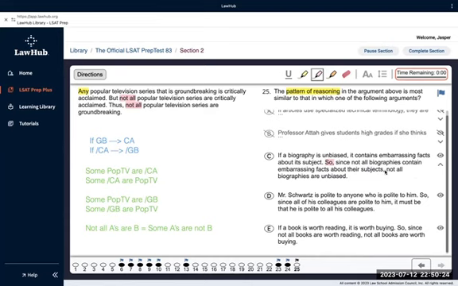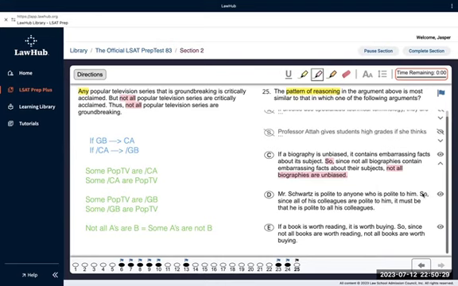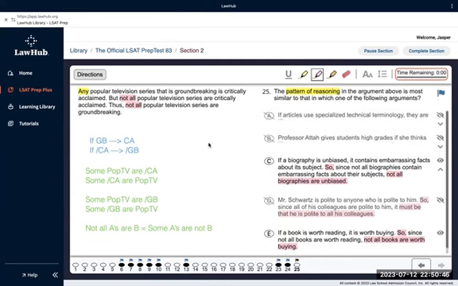So not all biographies are unbiased. That follows the pattern. So it must be that he is polite to all of his colleagues. No, that's not the right quantity, right? It's 100% rather than some. And so not all books are worth buying. So just based off of looking at the conclusion, we can eliminate all of the answer choices except for 2. So now it's between C and E. And now we want, yeah, we just want that pattern.